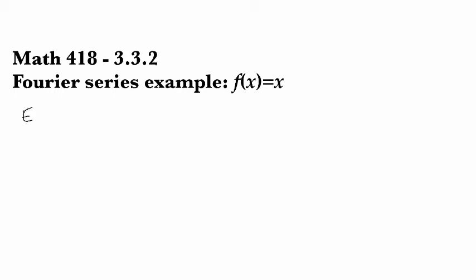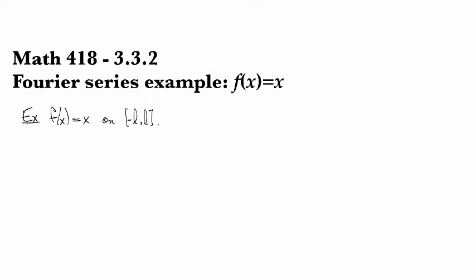Let's look at another example of a Fourier series. So we'll do another fairly basic function, just the identity function f of x equals x on minus L to L, and see what we can learn by studying this guy.